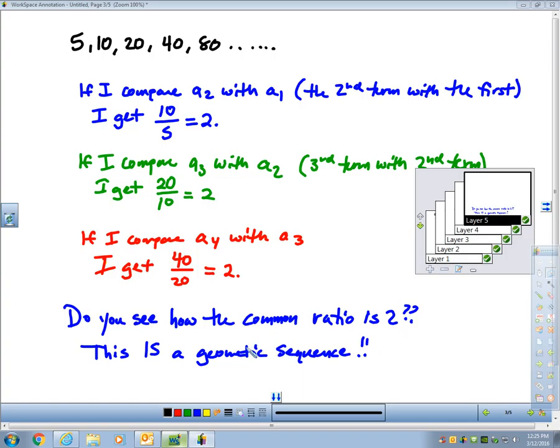Because I get a common ratio, let me underline that. Since I'm getting a common ratio, that means this is a geometric sequence. Geometric sequences mean that we have a common ratio. Arithmetic sequences have a common addition or subtraction. Geometric sequences have a common ratio.